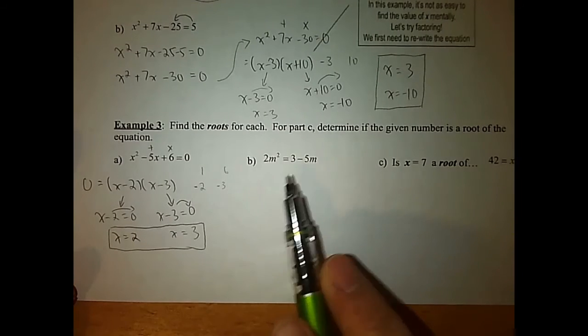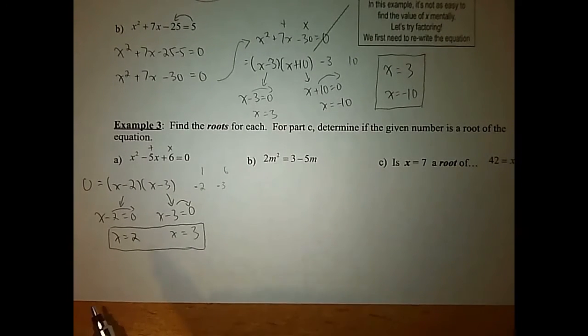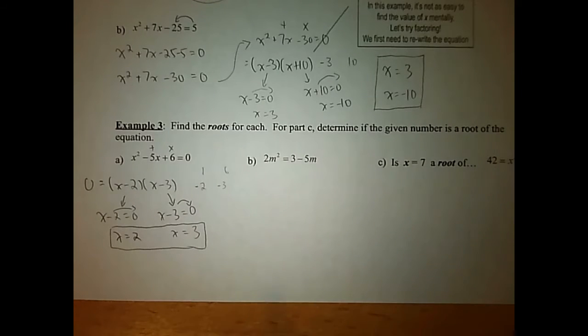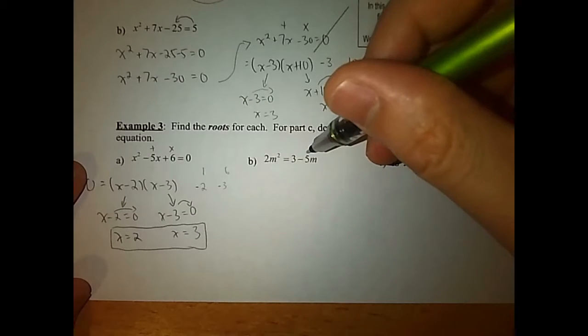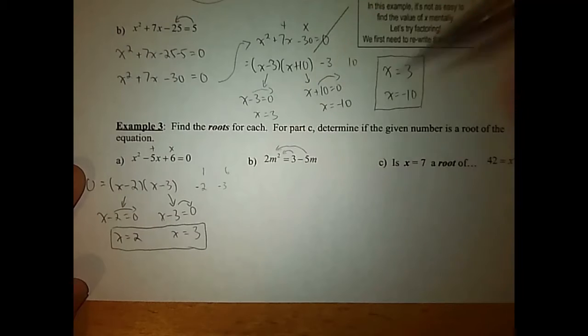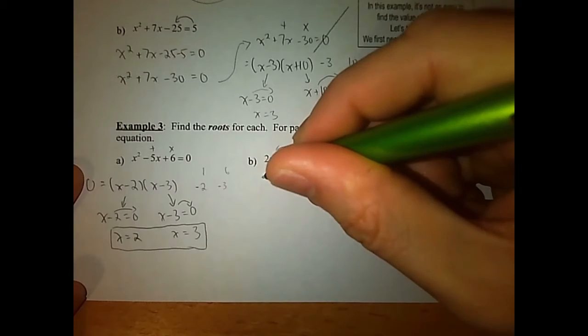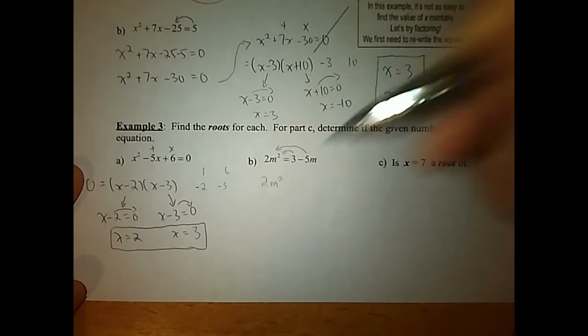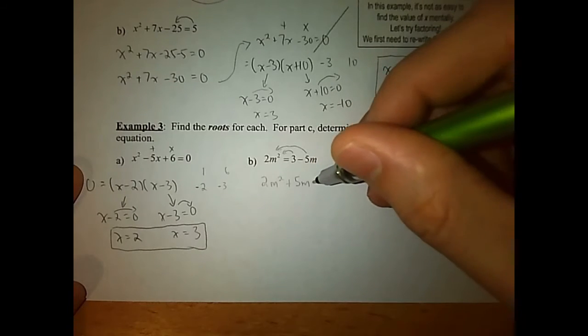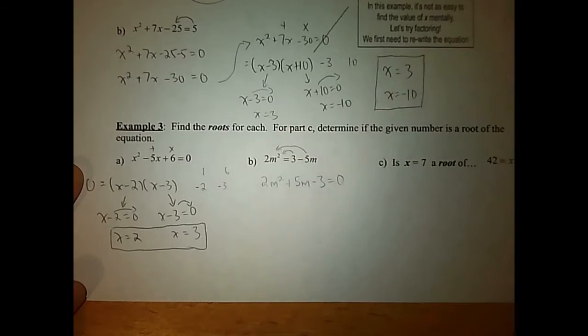Our second example, this looks, again, kind of similar to what we are used to seeing, but everything's on different sides of the equal sign. So first step, let's just put everything on the same side. So I'm going to move the negative 5m to that side, and I'll move the 3 to that side as well. So our new equation is going to be 2m squared plus 5m minus 3 is equal to 0.